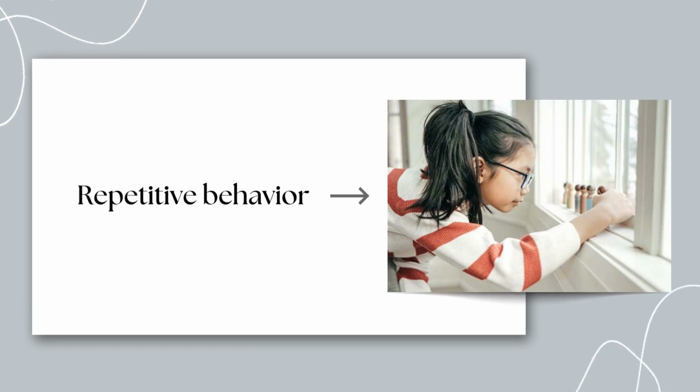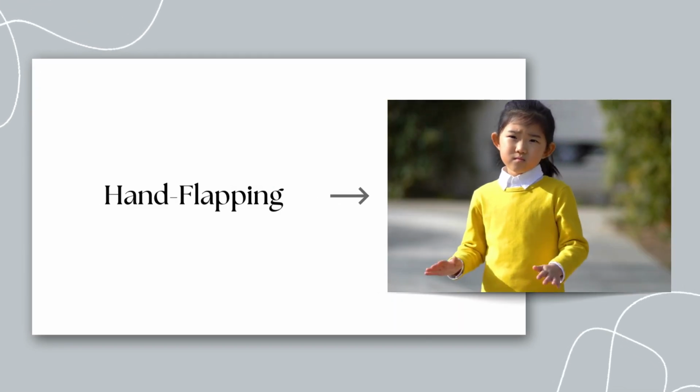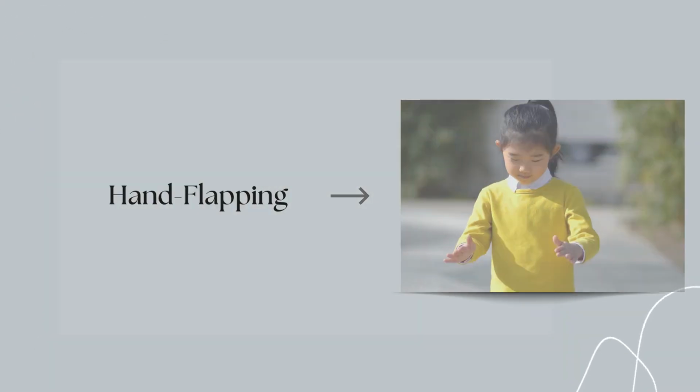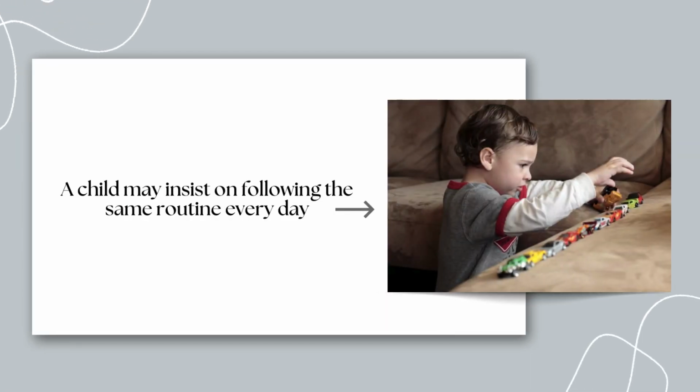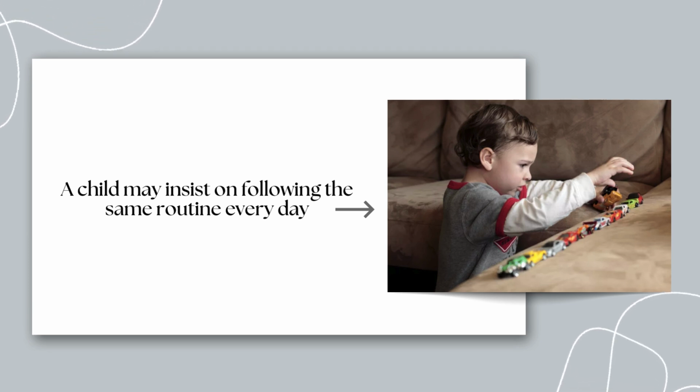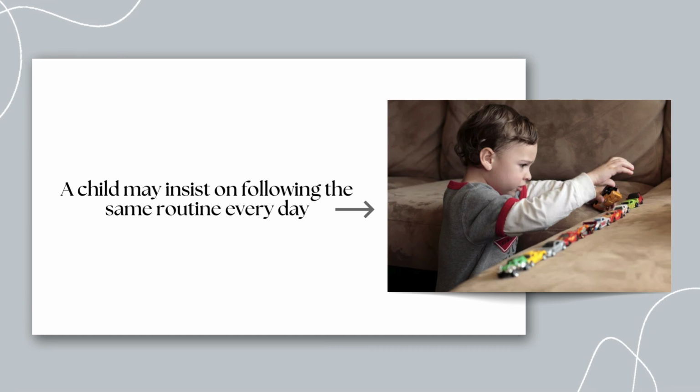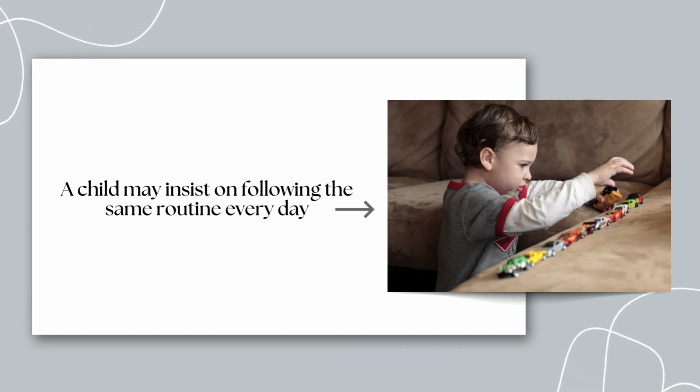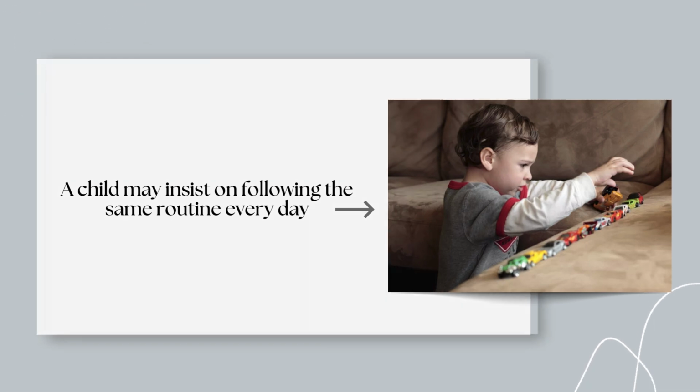Repetitive behaviors are common in autism. These can include movements like hand flapping, rocking, or more complex rituals such as lining up toys in a specific order. Such behaviors are often a way for the child to self regulate or cope with anxiety. For example, a child may insist on following the same routine every day, such as eating the same food for breakfast or taking the same route to school. Any deviation from this routine can lead to distress or a meltdown.